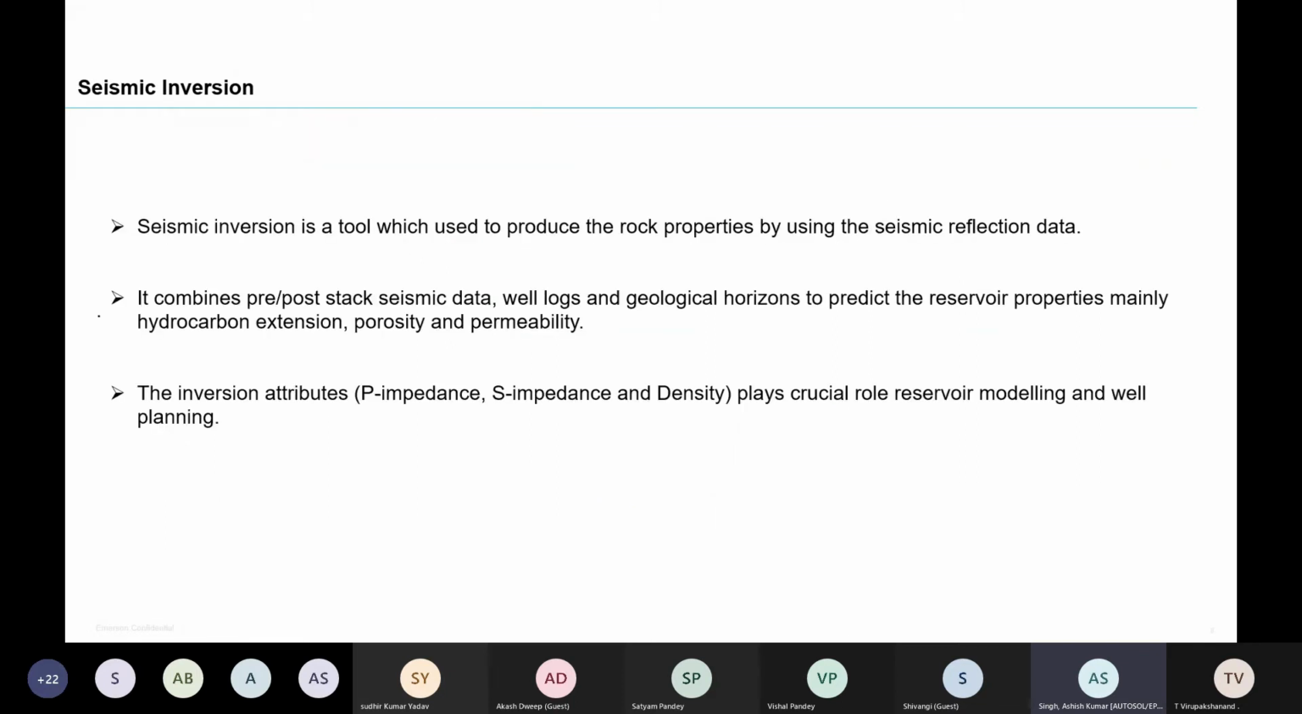So it's basically what seismic inversion does. I have explained earlier, you can read it. Seismic inversion is a tool to produce rock properties by using the seismic reflection data, and it can predict porosity, permeability also, and further it can be used in reservoir modeling. I will explain what reservoir modeling is, right? Okay.